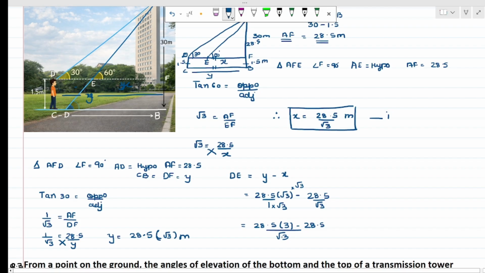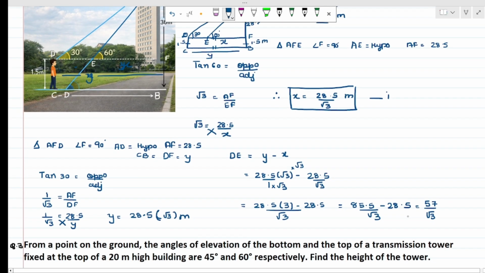28.5 into 3 will be your 85.5. So you will get your answer as 85.5 minus 28.5 upon under root 3. Okay, so minus it out. 85.5 minus 28.5, you will get your answer as 57. So you got your answer as 57 upon under root 3.